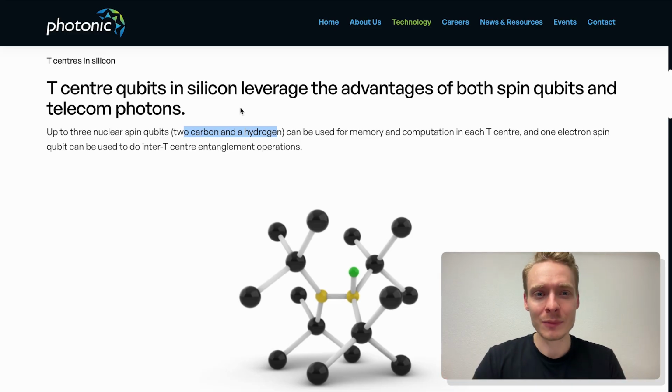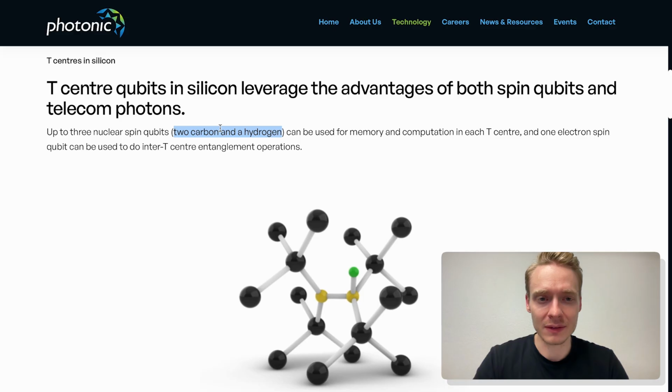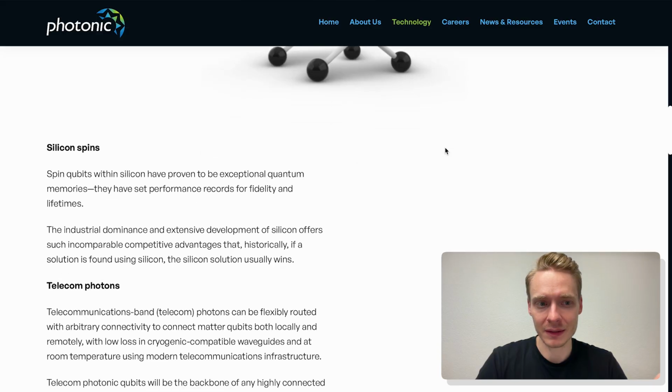So in fact, we are not actually using the silicon itself as a qubit here, but it is a doped type of silicon, so there are some additional atoms integrated into the silicon crystal. In this case, it says 2 carbon and a hydrogen atom, so these 2 yellow ones here are the carbon, and then the green one is the hydrogen atom, and these become these T-centers that can then be used for the computation and also for the memory in this case.